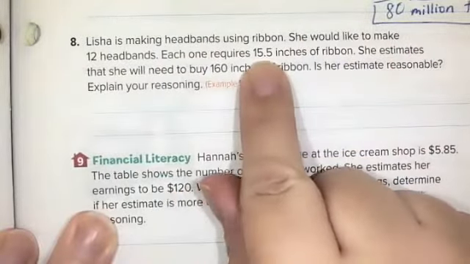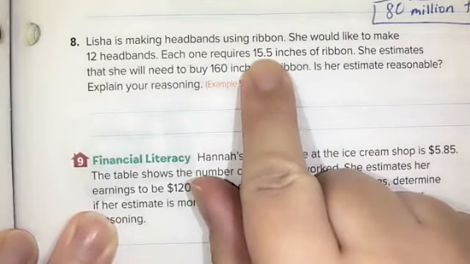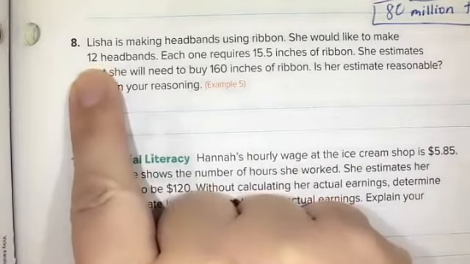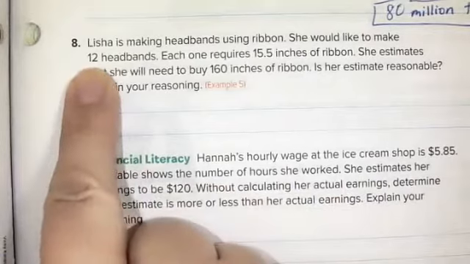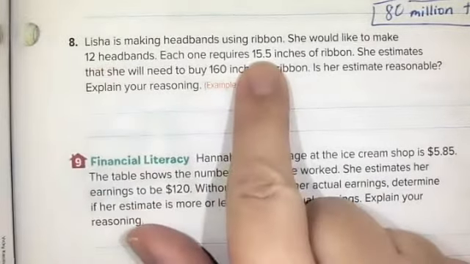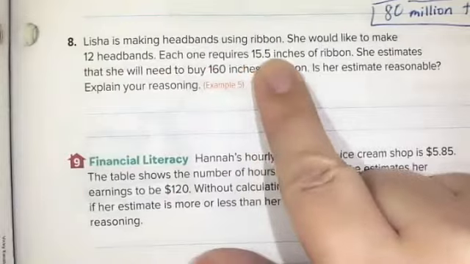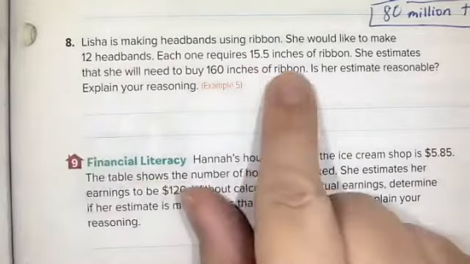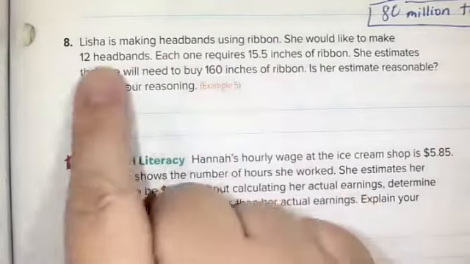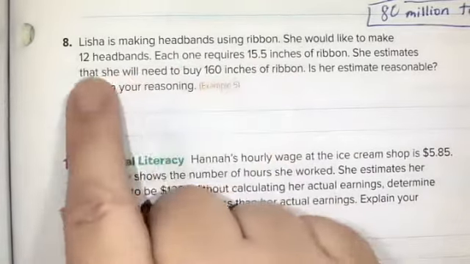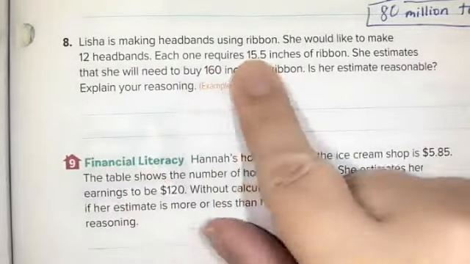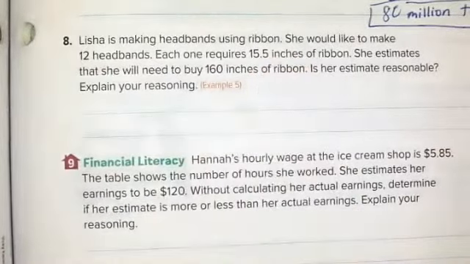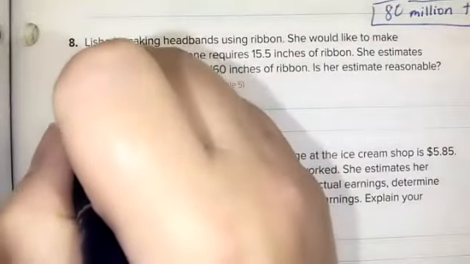So she only rounded up by half of an inch for each headband, but she rounded the number of headbands that she needed, which is 12, down by 2 full quantities, and those are each 15.5 inches long. So 31 inches of ribbon she rounded off. She rounded this all the way down to 10. Rounding this up by a half inch times 10 is only 5 inches. And she rounded down by more than 30 inches when she did that estimate. So no, Alicia's estimate is not reasonable.